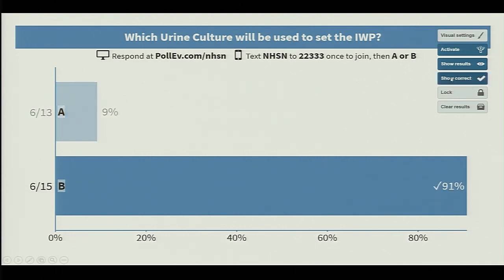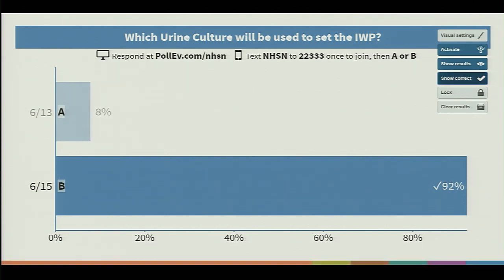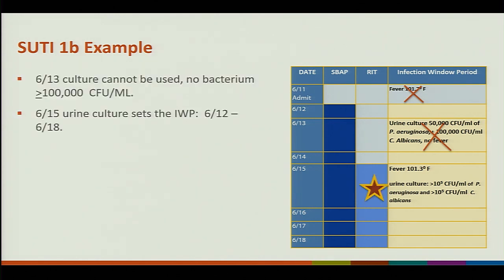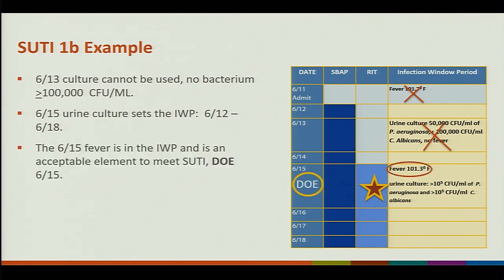And the answer is 6/15. Very good job. So let's look at the rationale on this one. The 6/13 urine culture is not eligible due to the bacterium count that's less than 100,000. The 6/15 urine culture sets the IWP from 6/12 to 6/18. The 6/11 fever on admission cannot be used because it did not fall in the IWP of the 6/15 positive urine culture.